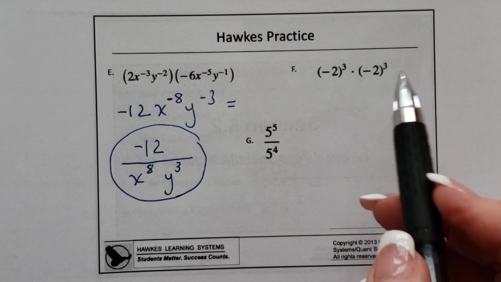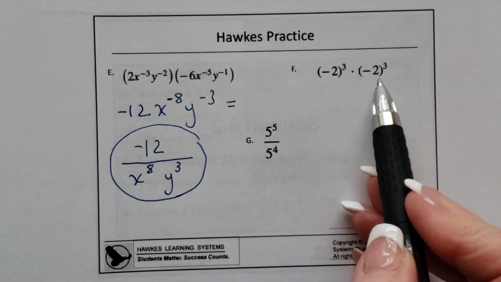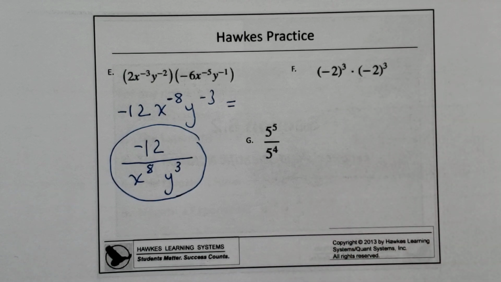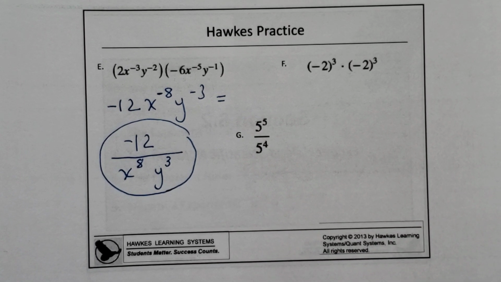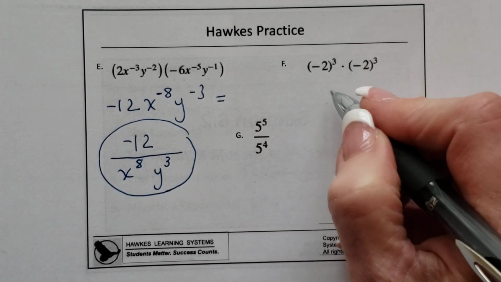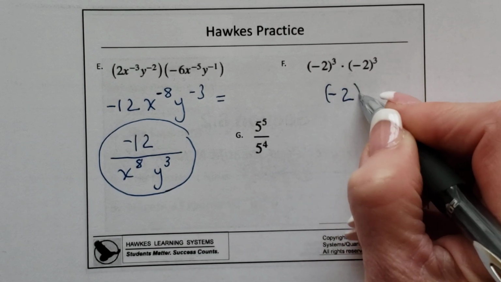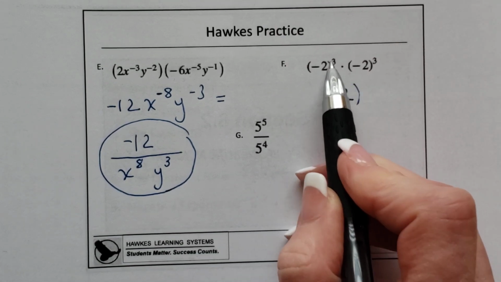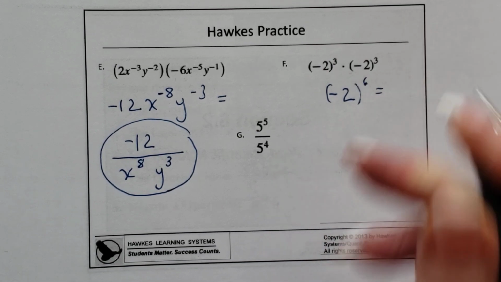Letter F, it's been multiplied basically. I have two numbers that have the same base. This time the negative 2 is not a coefficient, it is a base. And it's two numbers being multiplied that have the same base. So I bring down my base as part of my answer. And the rule for the product rule is to add the exponents. So negative 2 to the 6th power.